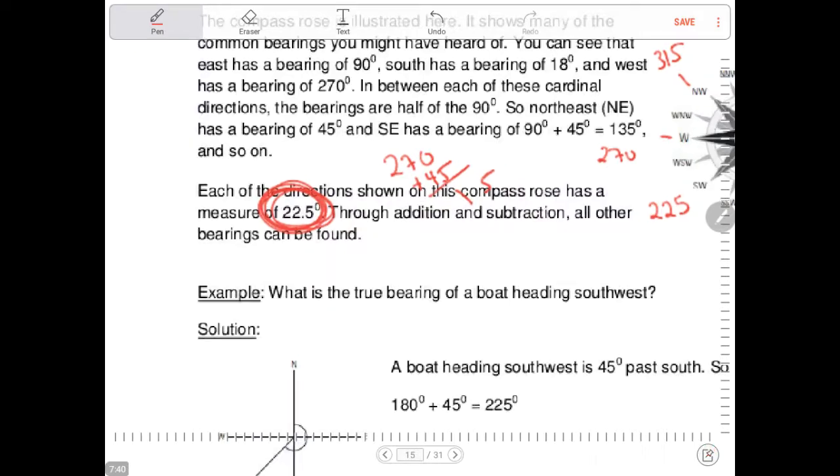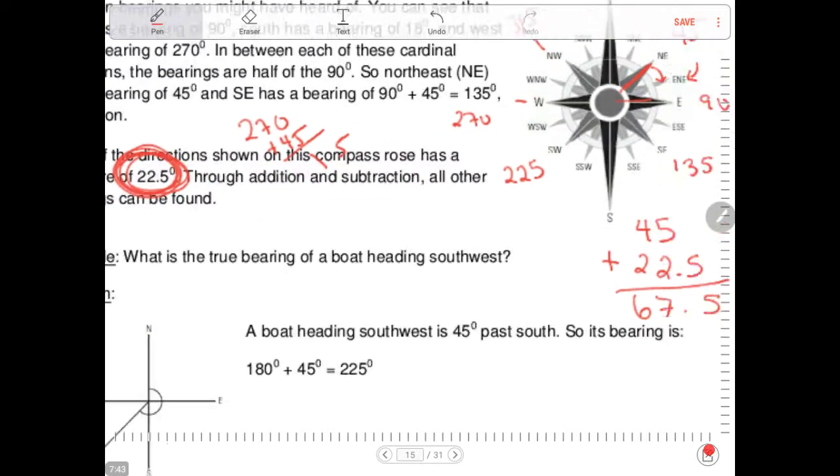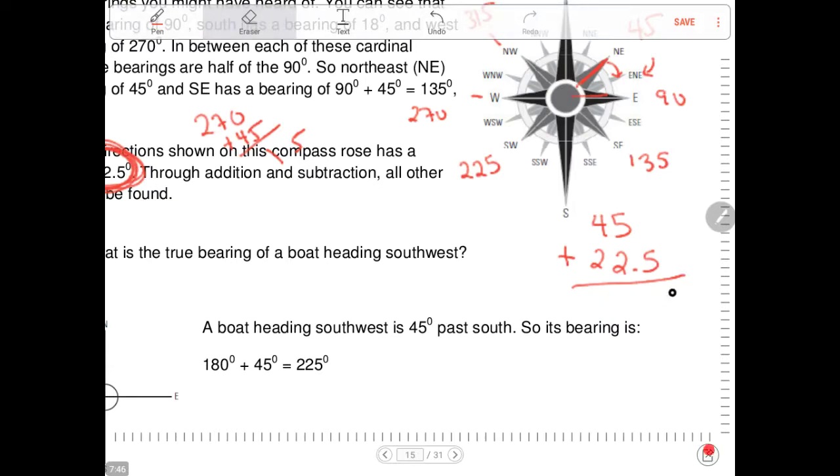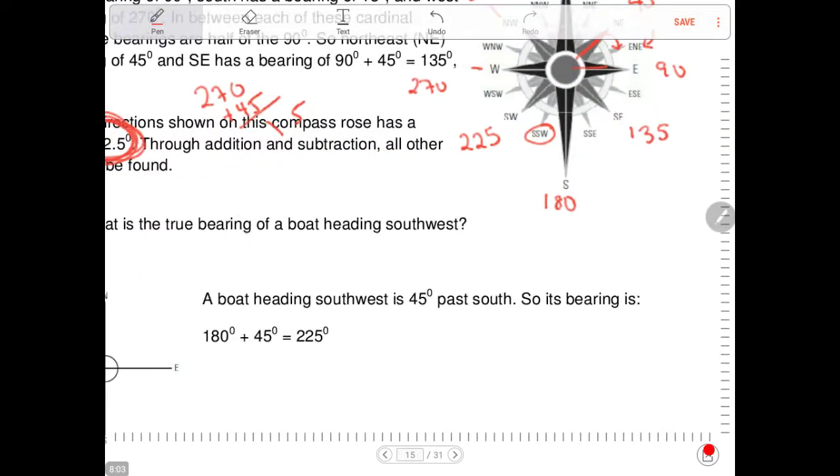Furthermore, keep in mind that 22.5 is very, very important. And there are other ways we could even use subtraction, but I'll let you figure that out. Let's just pretend I wanted to do south-southwest. How would you figure that out? Well, we know that south is 180 degrees. We also know the bearing between each is 22.5. So you'd simply go 180 plus 22.5. You can use a calculator for this if you want, but that will give you 202.5 degrees.